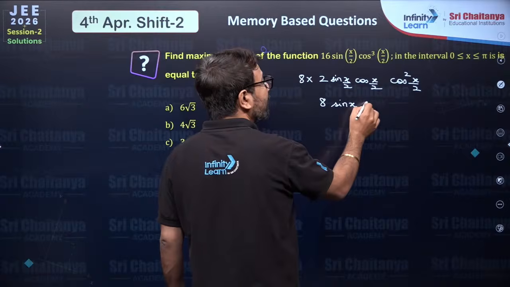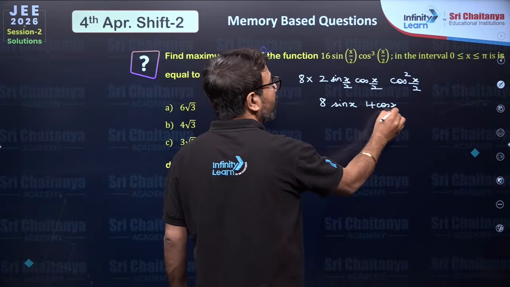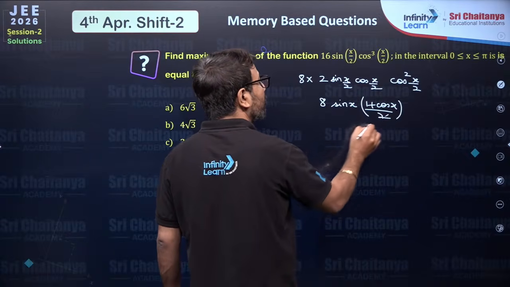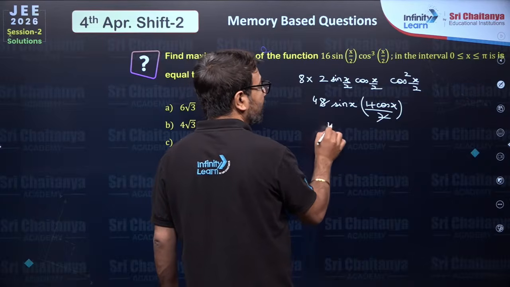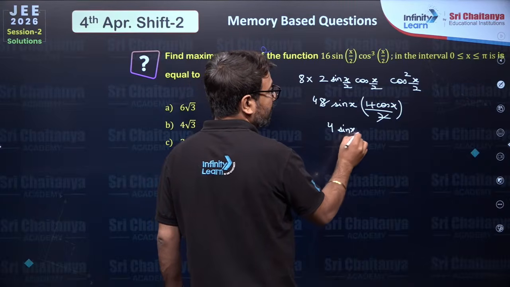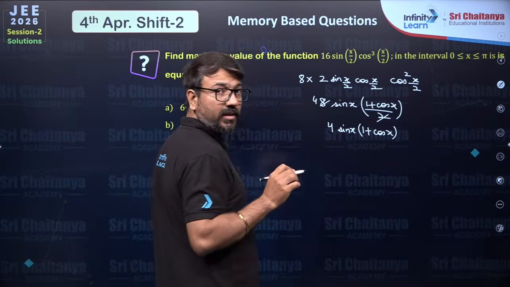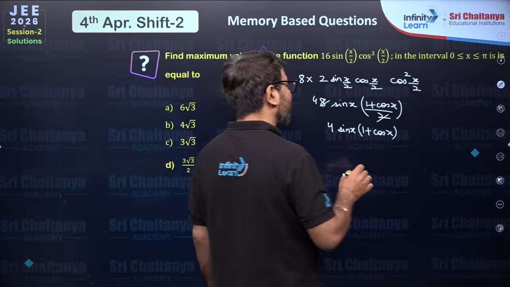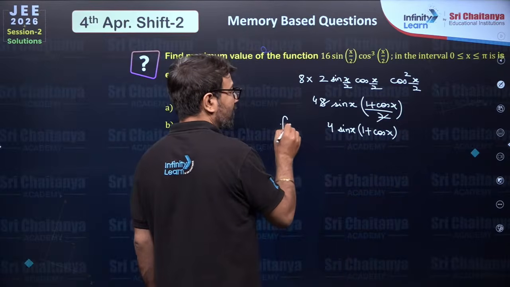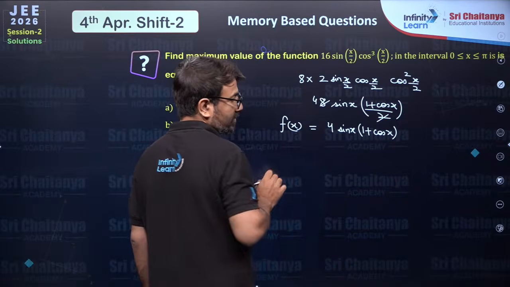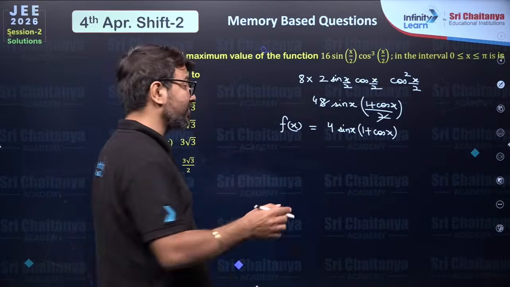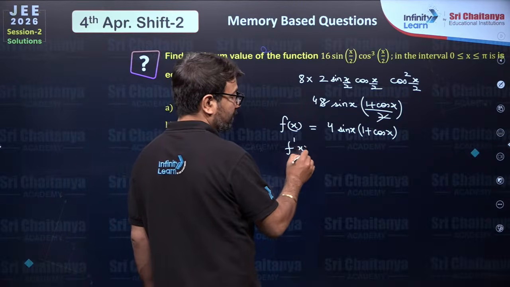And cos square, bache, can be written as 1 plus cos x upon 2. So this 2 and this 2 will get cancelled. Ultimately, we are having 4 times sin x and then 1 plus cos x. Did you understand this? Alright. If you understood this, this is a function which has to be maximized or minimized. To maximize or minimize this function, let's find the derivative of this function, f dash.